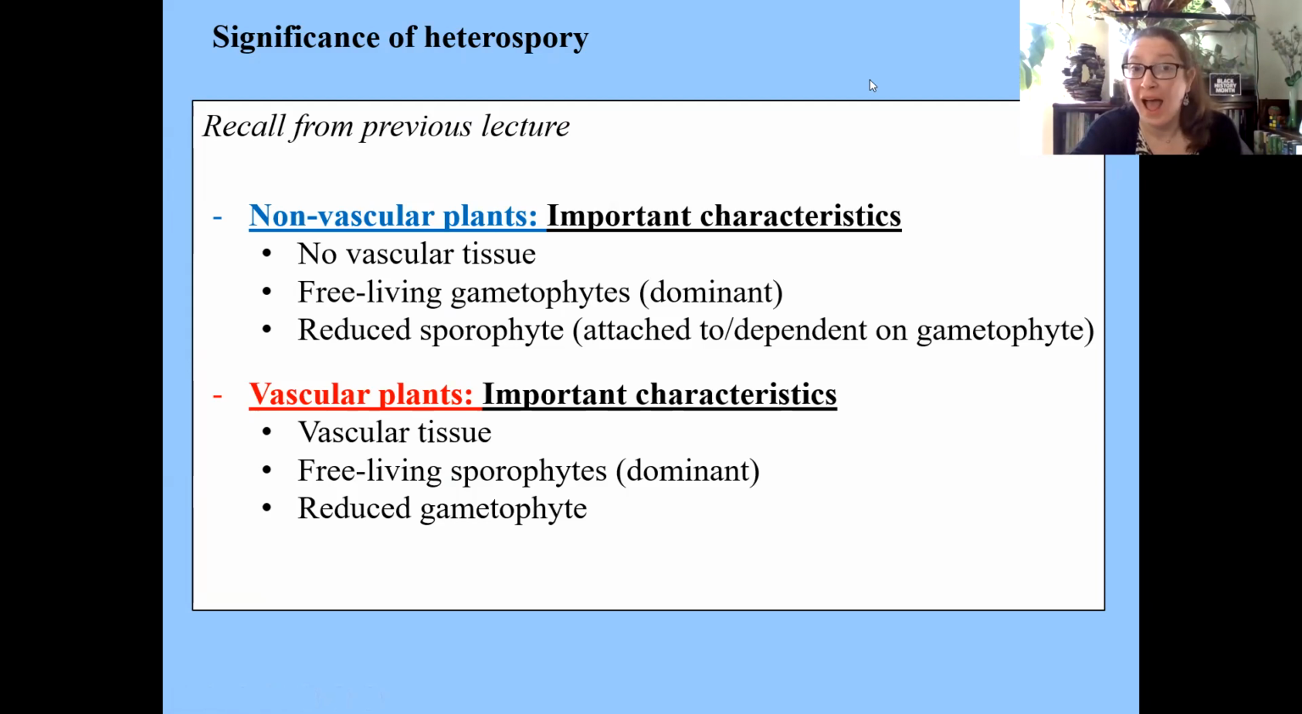Non-vascular plants have free-living gametophytes. Vascular plants have free-living sporophytes. Non-vascular plants have a reduced sporophyte that has to be attached to the gametophyte. The vascular plants have a reduced gametophyte, right? So they're opposite. But notice this reduced gametophyte thing. During the course of evolutionary time and during the course of this class, we're going to see the gametophyte plant getting more and more reduced over time. And this shift to heterospory is that first step of that.